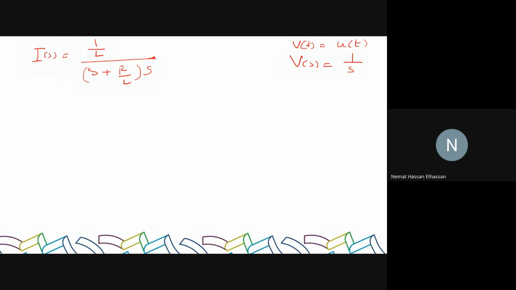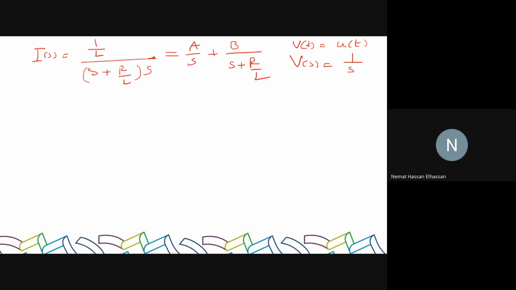So now can we solve for this? Using what? Is there a table value that equals this? So what we can do is say this is a partial fraction, with A over s and B over s plus R over L, right? Which is the exact same thing we did in the previous example. Does that make sense?